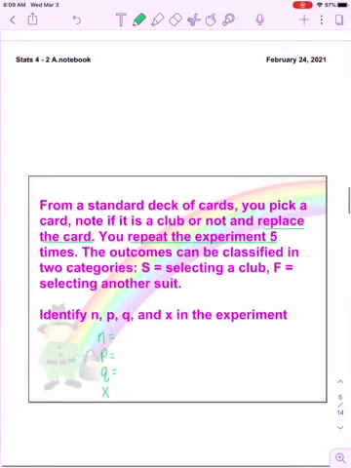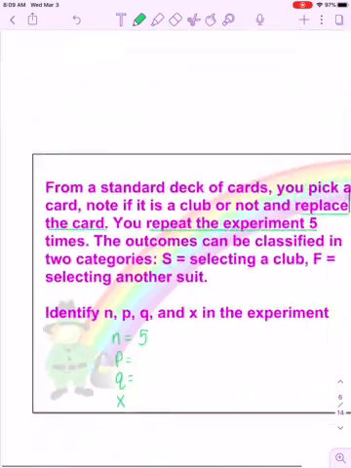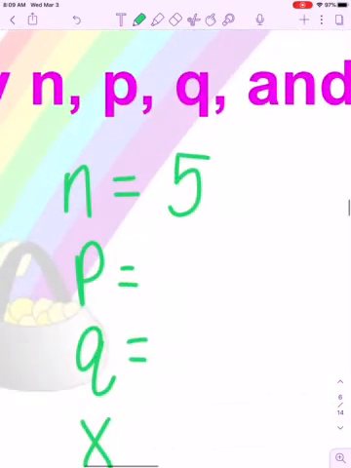We're going to be doing a lot. N is how many times you repeat it. So we do this experiment 5 times, so we have 5 different chances to get a club. My probability for success, I'm trying to pick a club that's a quarter of my deck, or 13 out of 52.